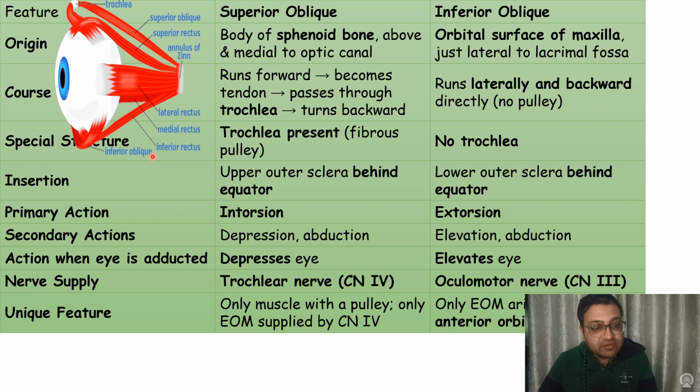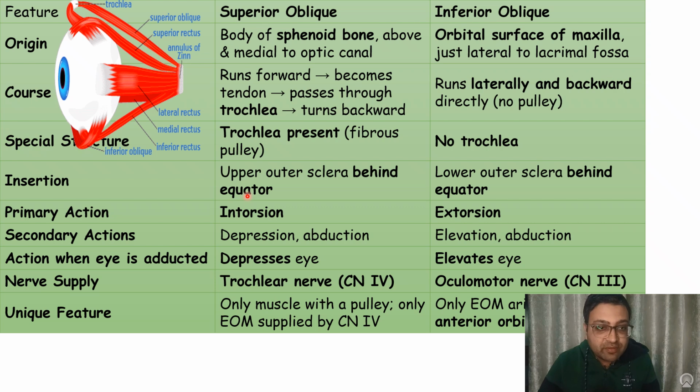So, action of the superior oblique when the eye is adducted is that it is a depressor, and the inferior oblique is the elevator. Nerve supply of the superior oblique is by the trochlear, that is the fourth cranial nerve, and inferior oblique is supplied by the oculomotor nerve, that is the third cranial nerve.